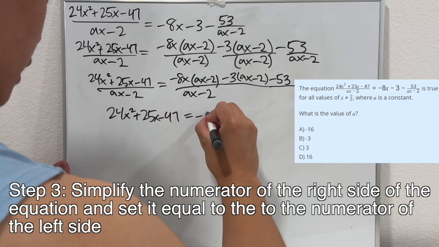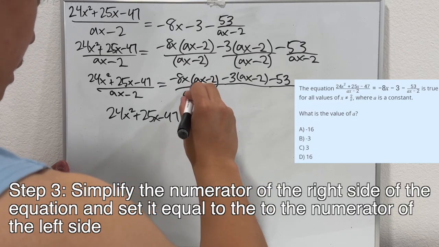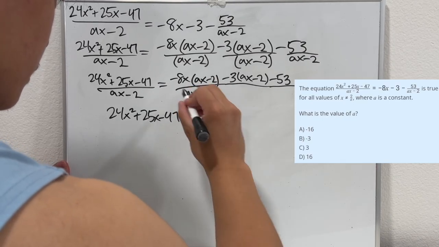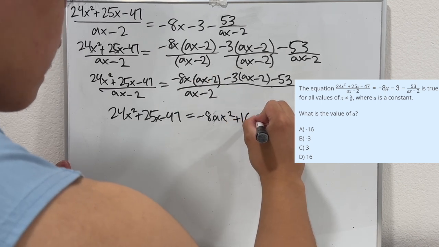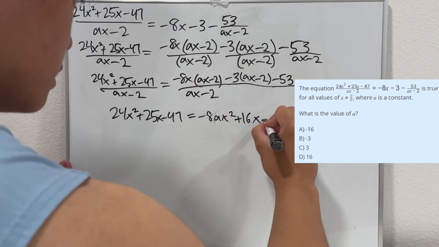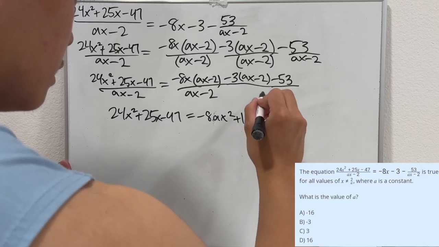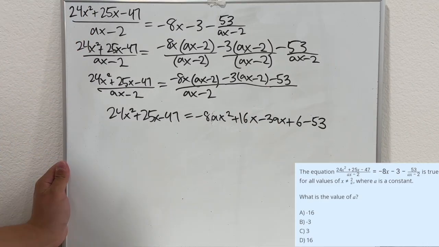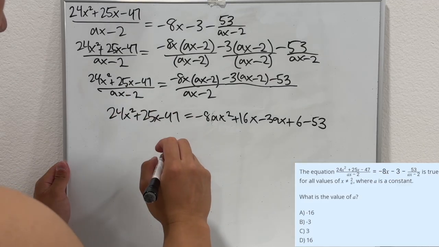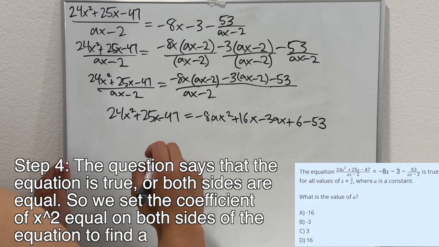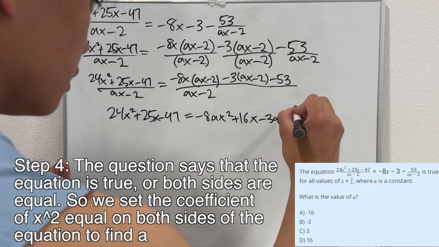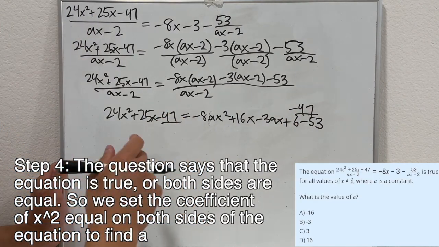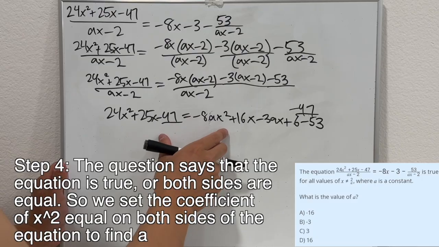and we distribute it out, so we get negative 8x times ax, so that would be negative 8ax squared plus 16x. Negative 3 times ax is negative 3ax. Negative 3 times negative 2 is 6, and finally minus 53. So now to make this equivalent, we see that 6 minus 53, we have a negative 47 here, which matches with this term here. And the problem states that these two equations are equivalent.